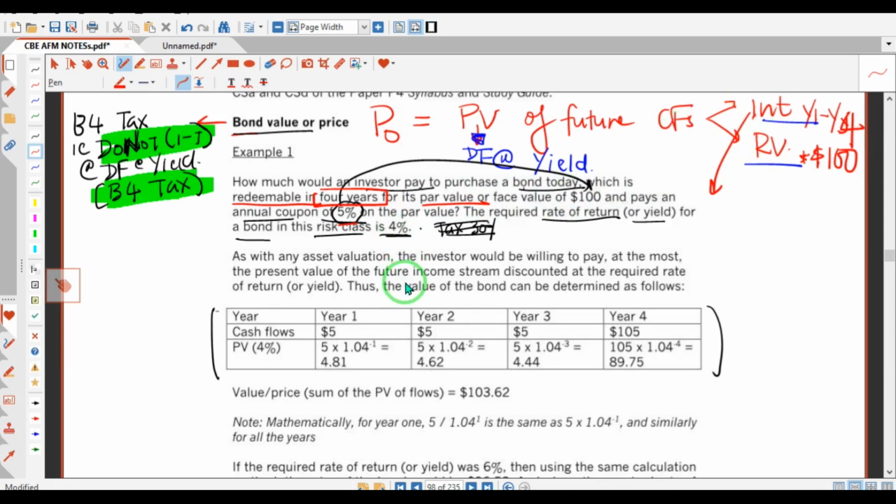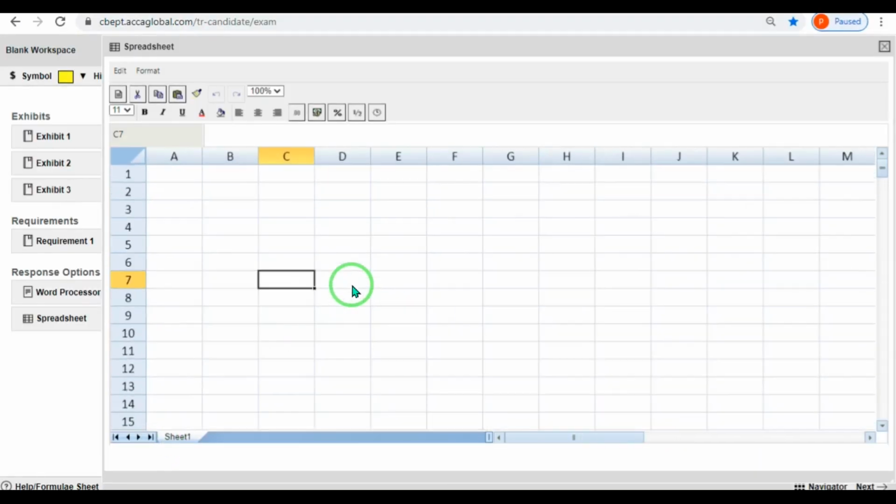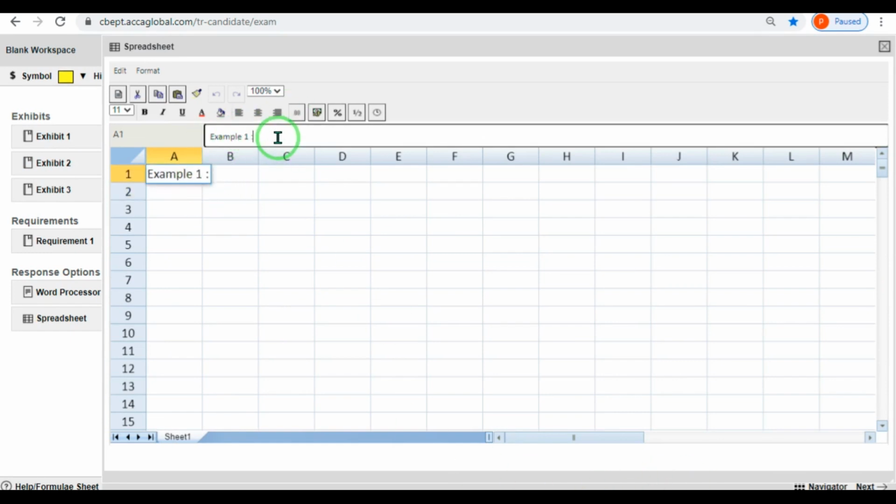So how do you go into this platform? I believe you know how to use the platform. Just choose any blank workspace. Is that okay? And just push it here. And we're going to see this is going to be example number 1. This is going to be bond valuation. Is that okay? Example number 1. So we're going to have here bond valuation.